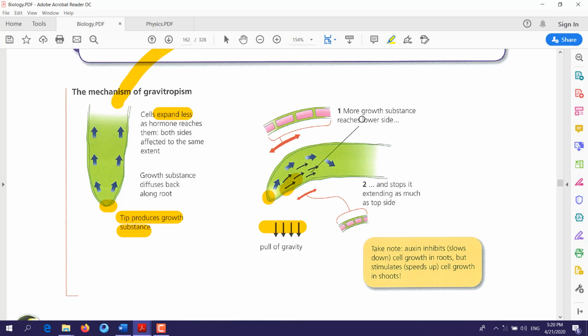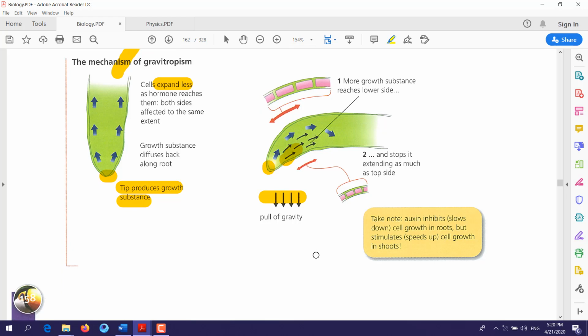Again, more growth substance reaches the lower side, and it stops it extending as much as the top side. So here the cells will extend less than the upper part. And again, take note that auxin inhibits or slows down the growth in the root, as we explained here, and it will stimulate or speed up the growth in the shoot.